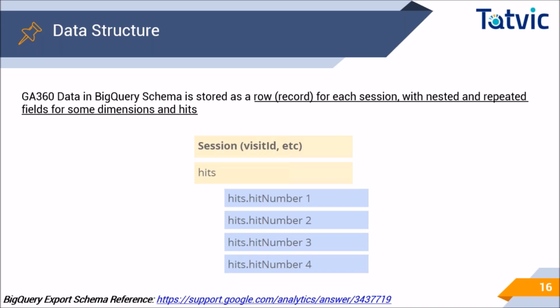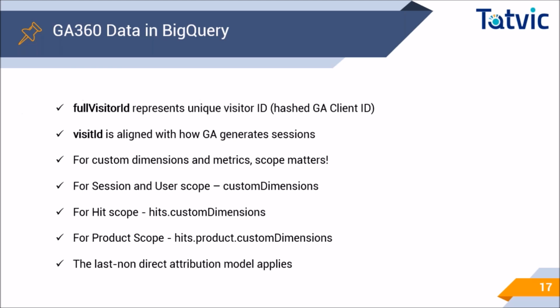If I talk about the data structure, the way Google Analytics 360 data is stored in BigQuery is in a tree structure. We will have a record for each session, and then there will be nested and repeated fields for some dimensions and hits. So hits will be one record, under which I'll have different fields. If I want to access hit number or hit type, I'll have to type hits.hitNumber or hits.type and so on. The complete BigQuery export schema is available at the link on the screen. We will also take you back to the schema during the hands-on exercise, so that whenever we write a query and need information about field names, we can always refer to the export schema, which is available publicly.